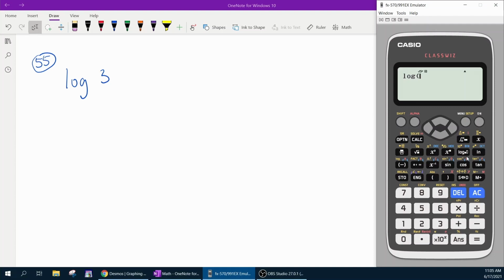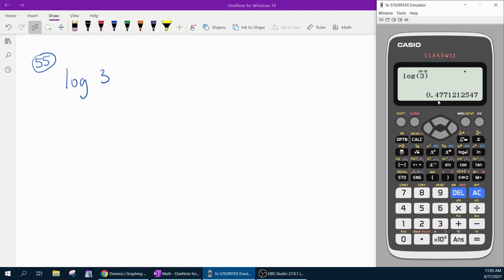But for the Casio, shift and negative is just your regular log. Remember, that is understood to be base 10 when there's no base showing. Log of 3 works out to be, yikes, not a nice number.